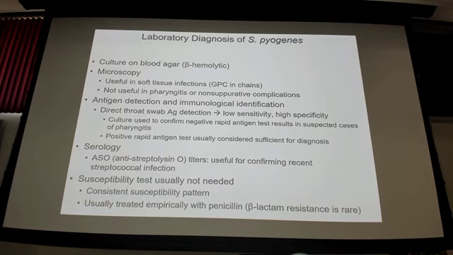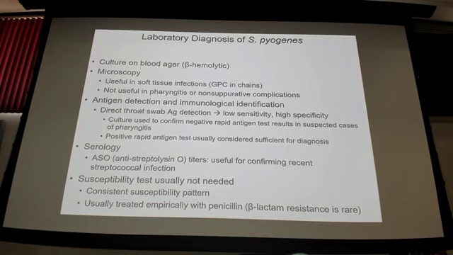Okay guys, so this is the very last slide on strep pyogenes, and we're talking now finally about how we diagnose all these various things that we just talked about. Fortunately, a lot of this is just going to be review. Plate: what's the hemolysis pattern? Yeah, good. Microscopy, I think we hit that hard enough, but that second bullet, not useful in pharyngitis or non-suppurative complications. Let's do the easier one of those first.